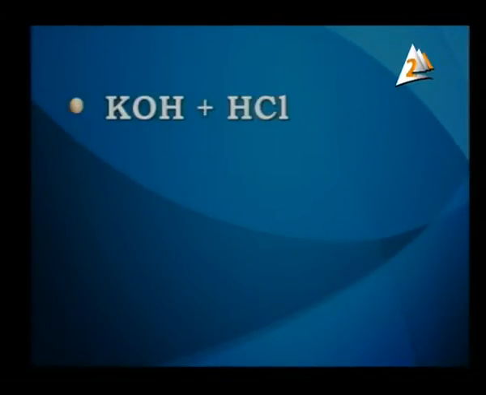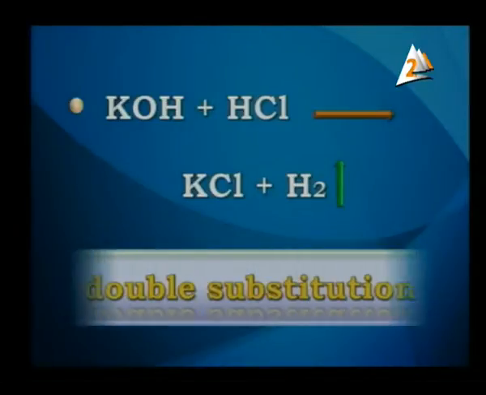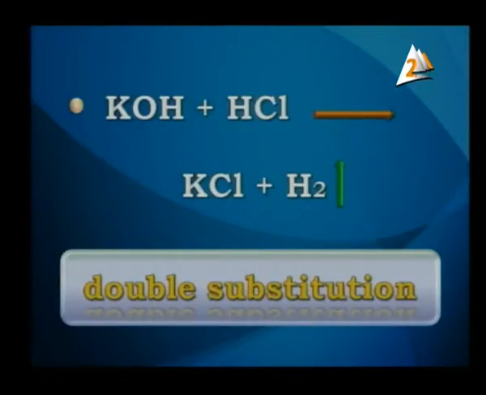Let's see another one. We have KOH, potassium hydroxide, plus HCl, hydrochloric acid or hydrogen chloride. The result is KCl, a type of salt, and we have hydrogen that moves away from this reaction. So we have potassium hydroxide, a base, plus an acid, giving us salt and hydrogen. Why? Because here we have a double substitution reaction.